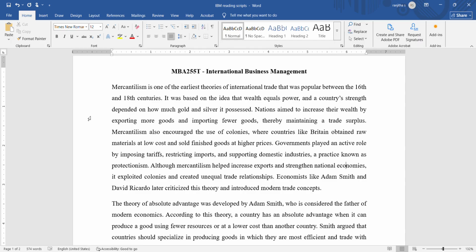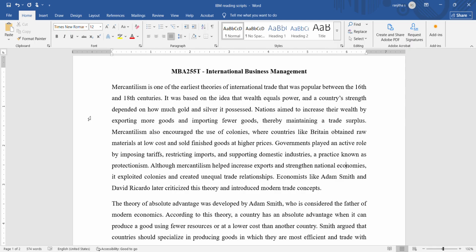It was based on the idea that wealth equals power and a country's strength depended on how much gold and silver it possesses. Nations aimed to increase their wealth by exporting more goods and importing fewer goods, thereby maintaining a trade surplus.